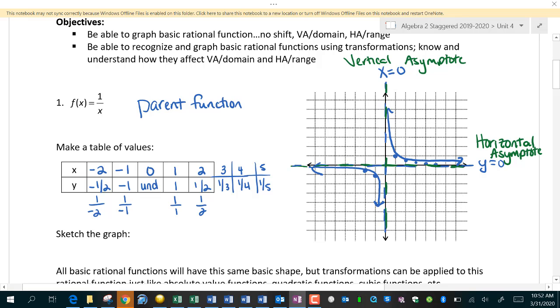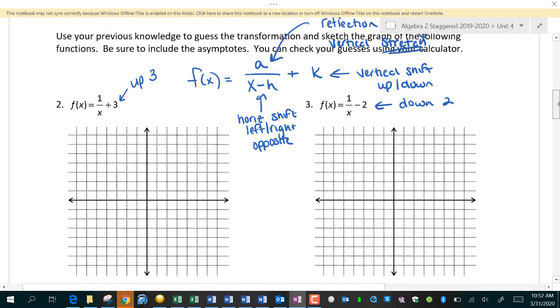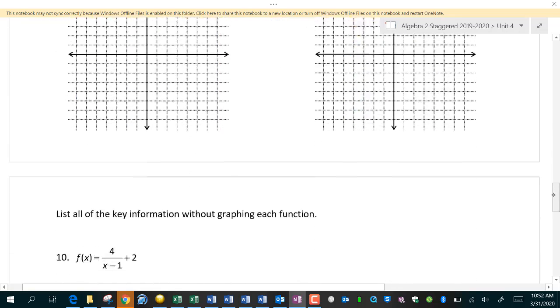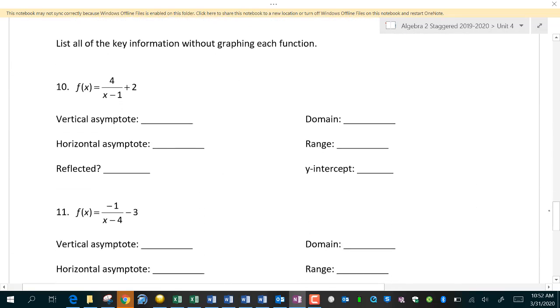So it's that line you can see my function gets really, really close to, but never actually crosses. Now, for our parent function, it just defaults to y equals 0 and x equals 0. But we need to figure out how does that change if I start to shift these functions. So I have a few examples towards the end here. So the first one is 4 divided by x minus 1 plus 2.